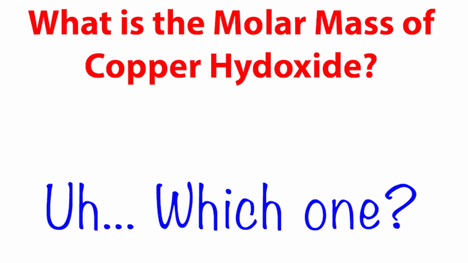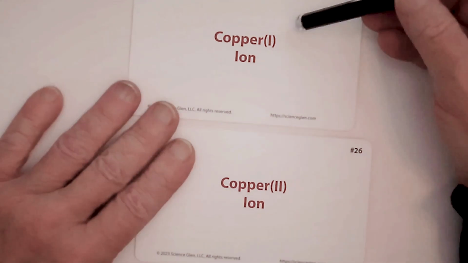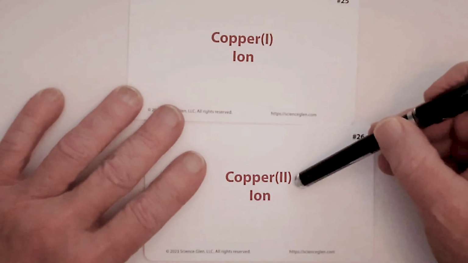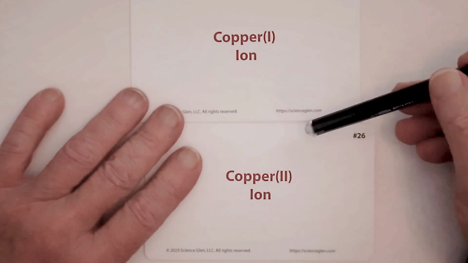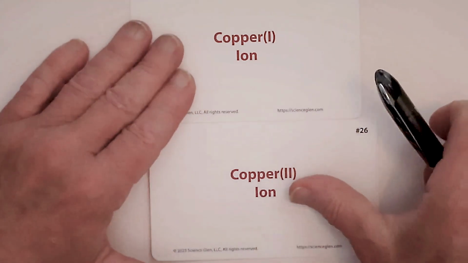Well, did you ask which one? Because in fact, there's two of them. Let's look at the flashcards. There's a copper 1 hydroxide, and there's a copper 2. These are called type 2 cations when there's more than one different charge. Okay? So now let's start with copper.